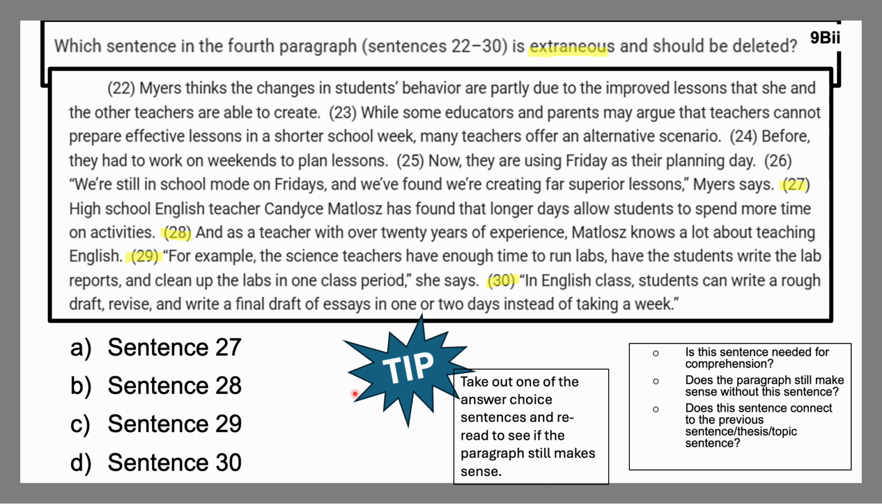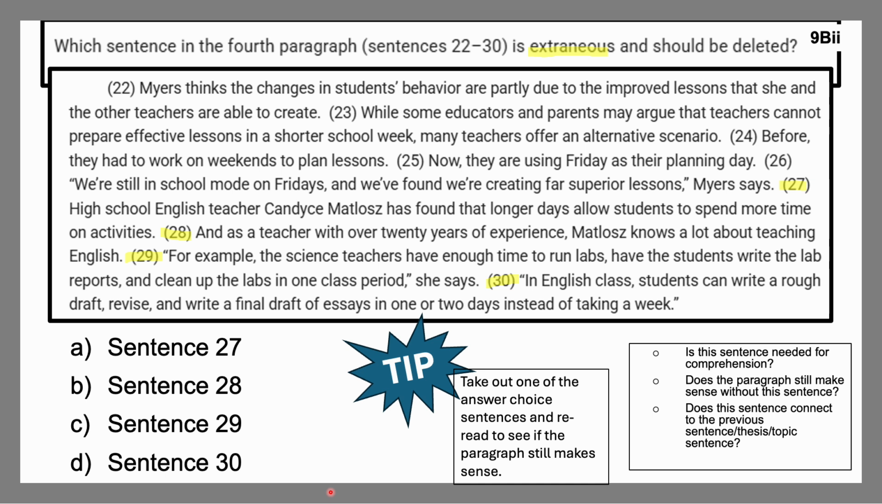I'm going to give you a minute to answer on your own, and then we're going to see how you did. So go ahead and follow along. I'm going to be on number 22. Okay, Myers thinks the changes in students' behavior are partly due to the improved lessons that she and other teachers are able to create. While some educators and parents may argue that teachers cannot prepare effective lessons in a shorter school week, many teachers offer an alternative scenario. Before, they had to work on weekends to plan lessons. Now they're using Friday as their planning day. We're still in school mode on Fridays, and we found we're creating far superior lessons, Myers says.